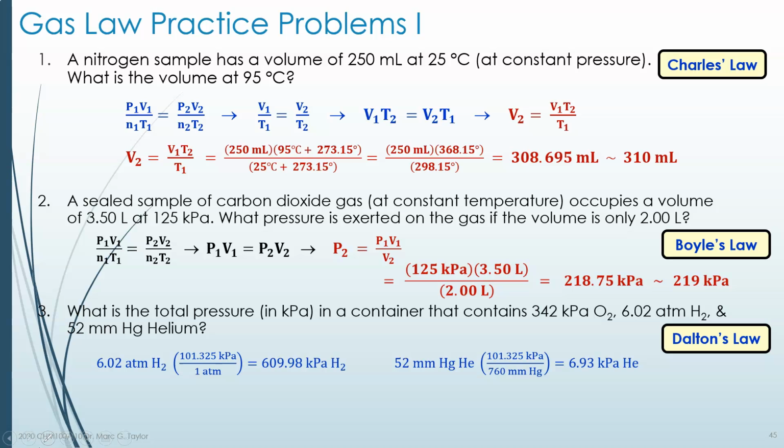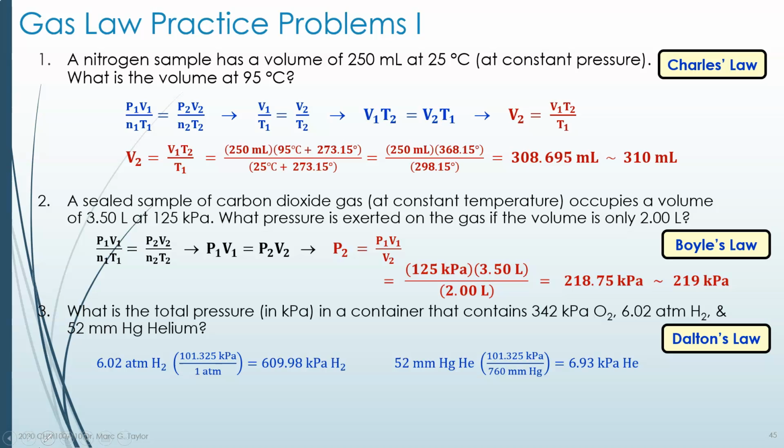We know that 760 millimeters of mercury is the same thing as 101.325 kilopascals. They're both equal to 1 atmosphere. So you might as well make one conversion factor. And when we do this, we again put the millimeters of mercury on the bottom because we're removing that and we're creating kilopascals, so that's on the top. And we end up calculating 6.93 kilopascals of helium in this case. And now we have all 3 partial pressures of our gases in kilopascals.